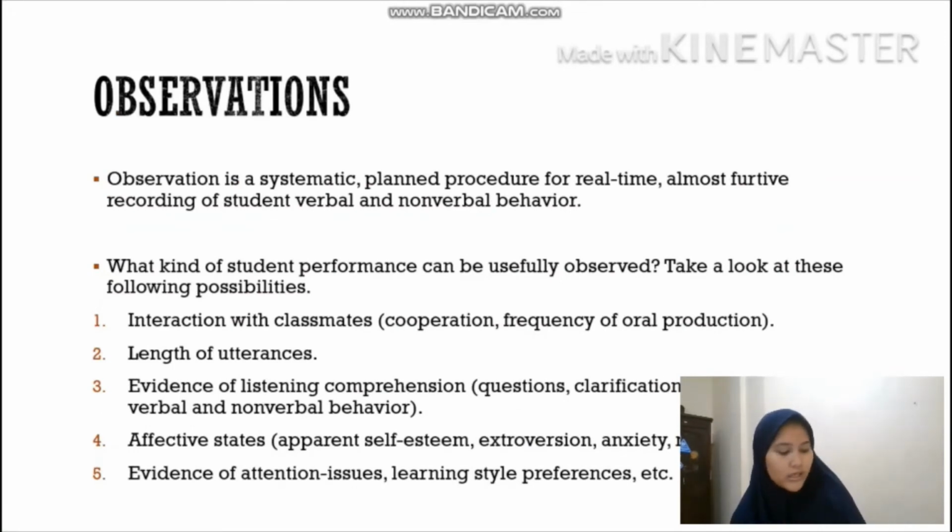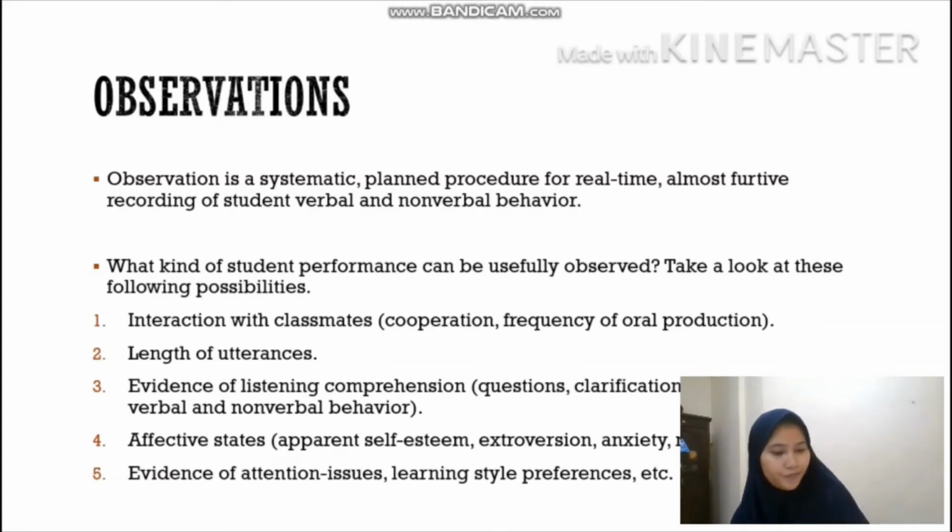Kita lanjut, last but not least. Observation is a systematic, planned procedure for real-time, almost verbatim recording of students' verbal and nonverbal behavior. One of the objectives of observation is to assess students without their awareness and the possible consequent anxiety of the observation, so that the naturalness of the students' linguistic performance is maximized.